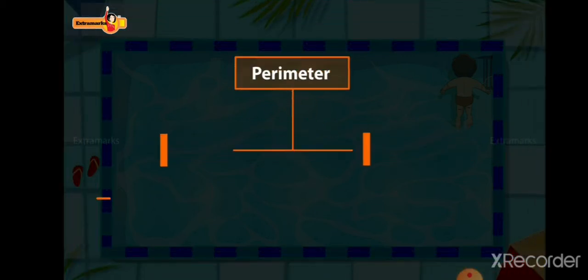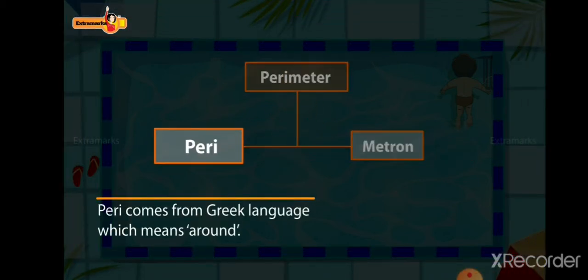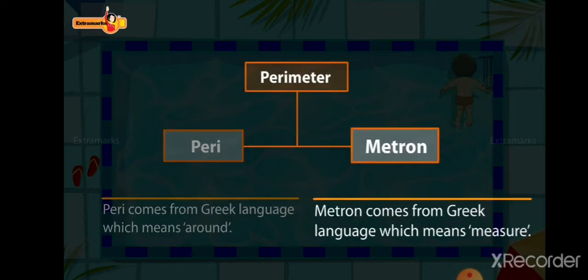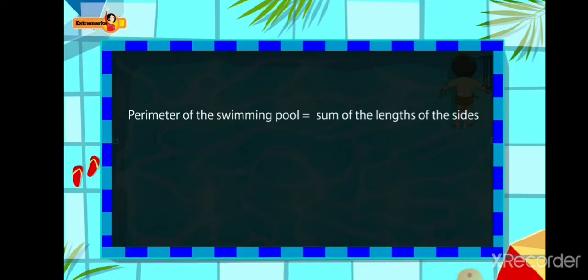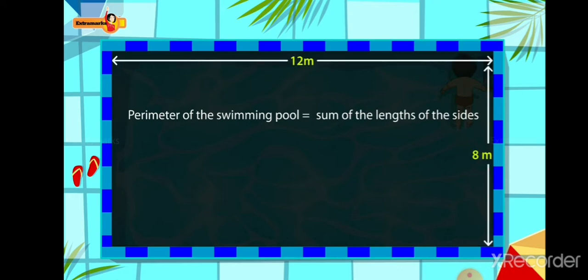The word perimeter is derived from the Greek words peri, which means around, and metron, which means measure. Perimeter can be calculated by adding the lengths of the sides. If the length of the pool is 12 meters and breadth is 8 meters, then its perimeter is 40 meters.